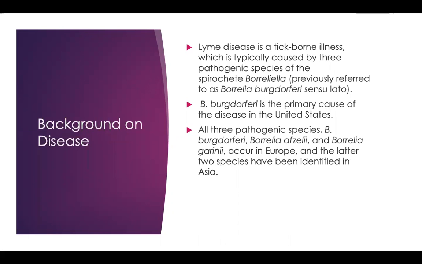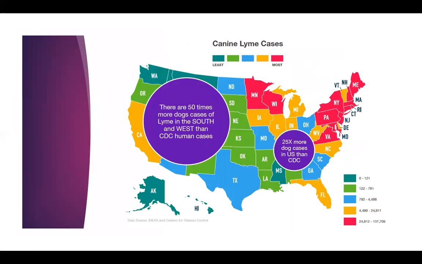Lyme disease is a tick-borne illness which is typically caused by three pathogenic species of the spirochete Borrelia. Borrelia usually is referred to as Borrelia burgdorferi. Burgdorferi is the primary cause of the disease in the United States. All three pathogenic species, Burgdorferi, Borrelia afzelii, and Borrelia garinii, occur in Europe, and the latter two species have been identified in Asia.